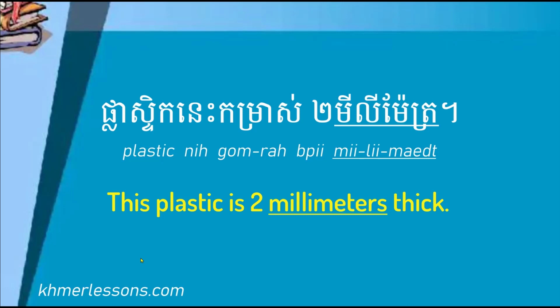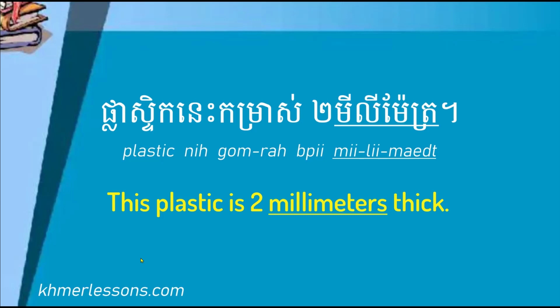Plastic ni kamra pi millimeter. Ba. So in the sentence, plastic, we use plastic as well in Khmer. And kamra is the word thick. Ba, thick or thickness. In Khmer, we say kamra. Ba, kamra. And how to use it?